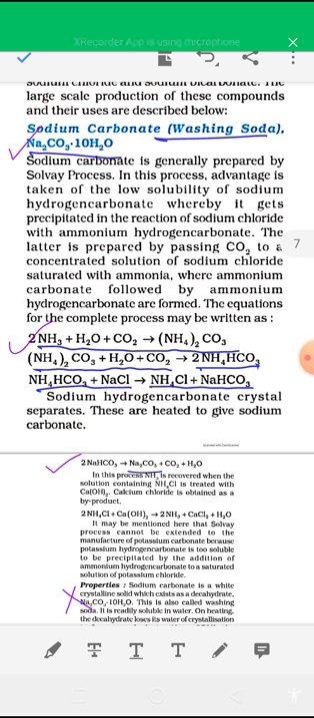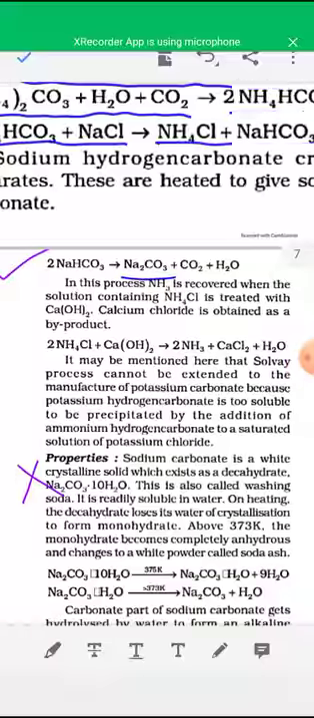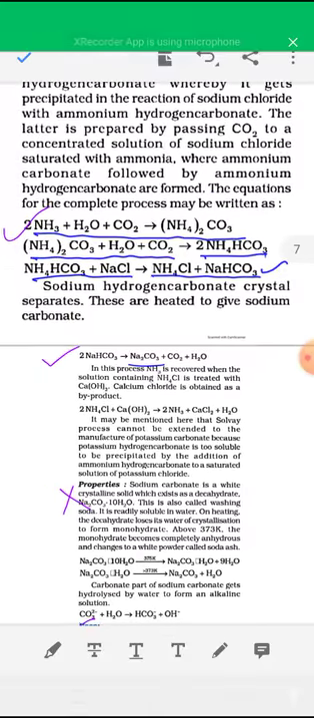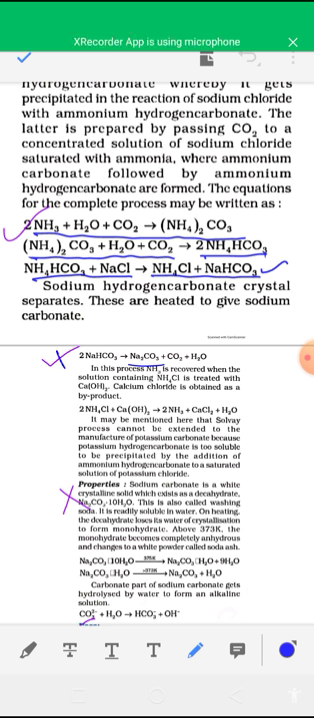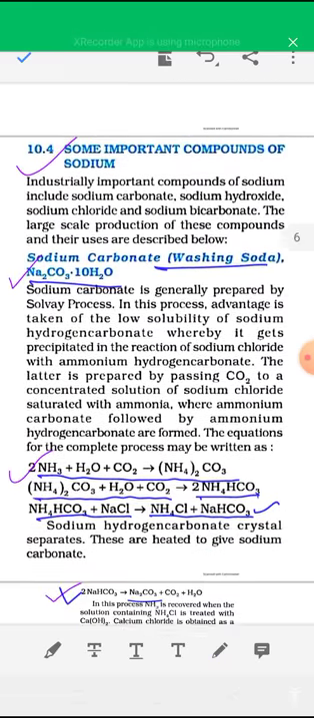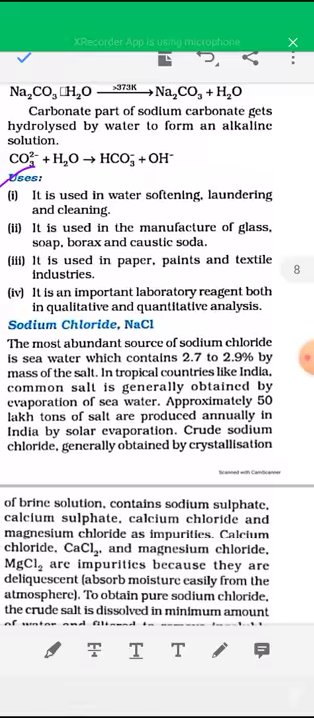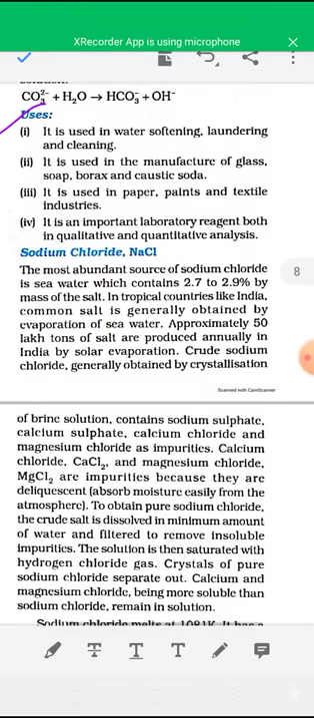When brine solution, meaning NaCl solution, reacts with carbon dioxide and ammonia, it will produce sodium hydrogen carbonate. After formation of sodium hydrogen carbonate, if you heat it, it will be converted into sodium carbonate, Na2CO3. So the preparation of Na2CO3 washing soda is given in the syllabus. Properties are not given, but the uses of washing soda, Na2CO3.10H2O, are given in the syllabus.